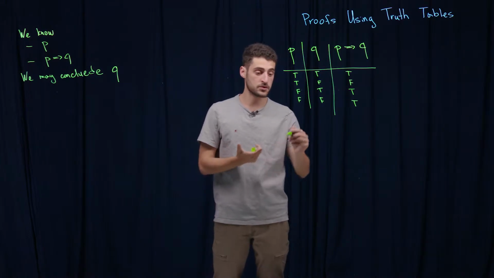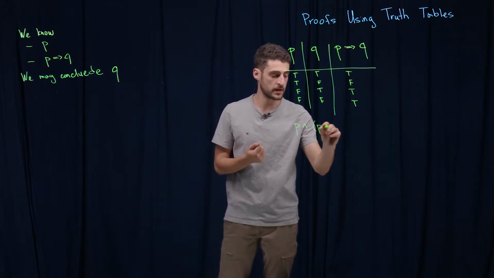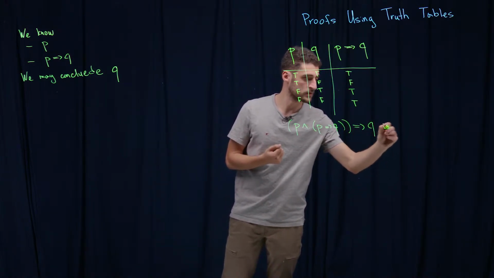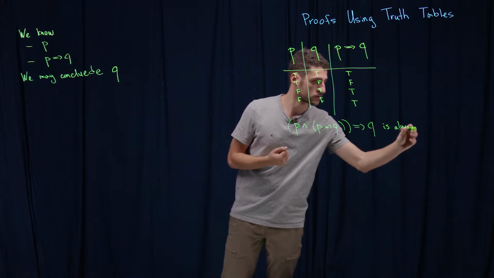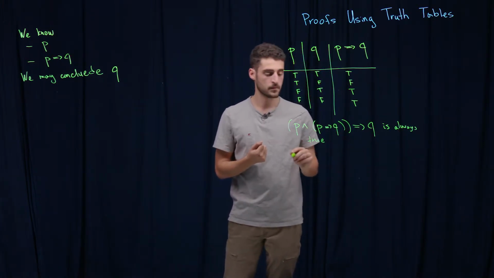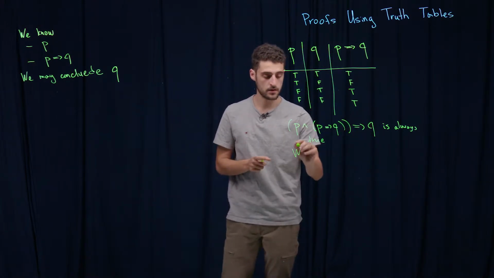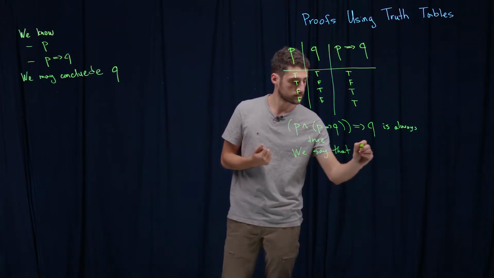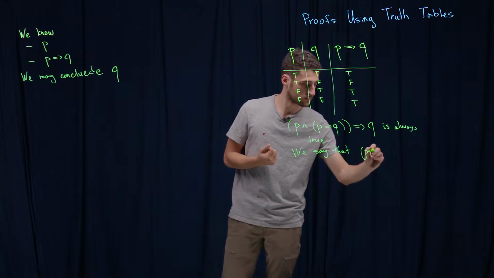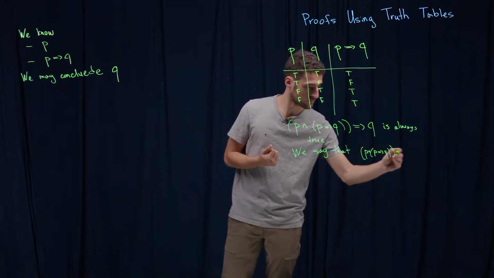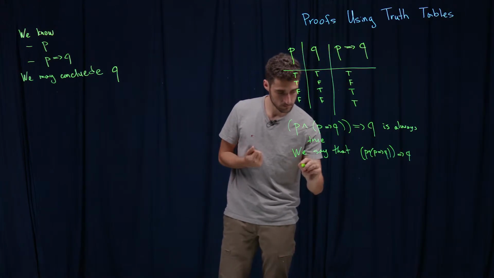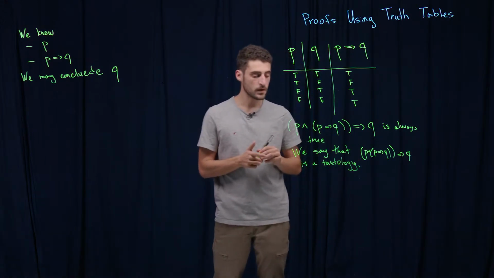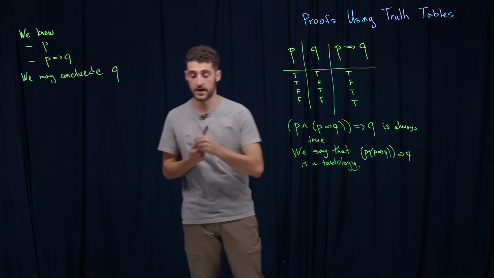In other words, we prove that P and P implies Q implies Q is always true. And we call such a formula a tautology. Such an argument is also known as modus ponens.